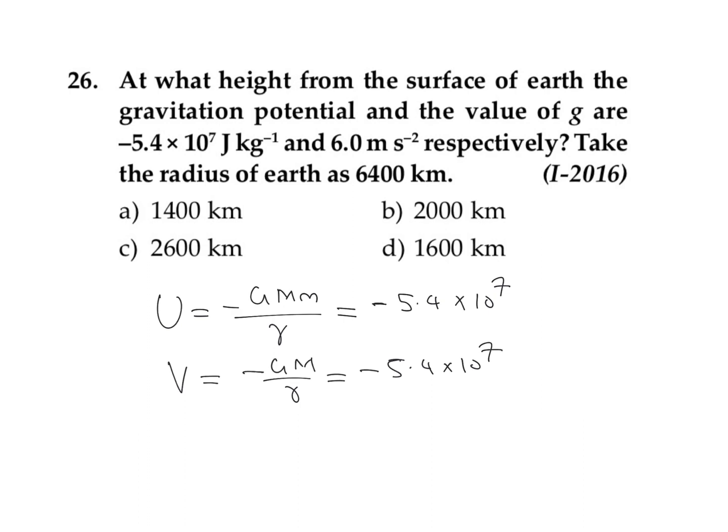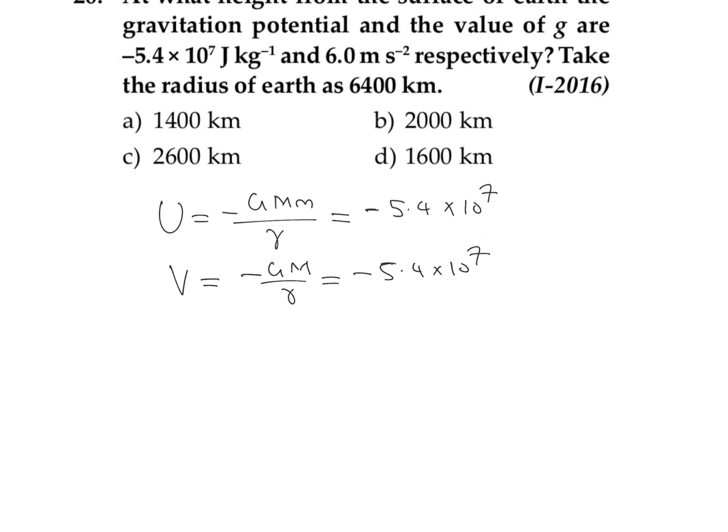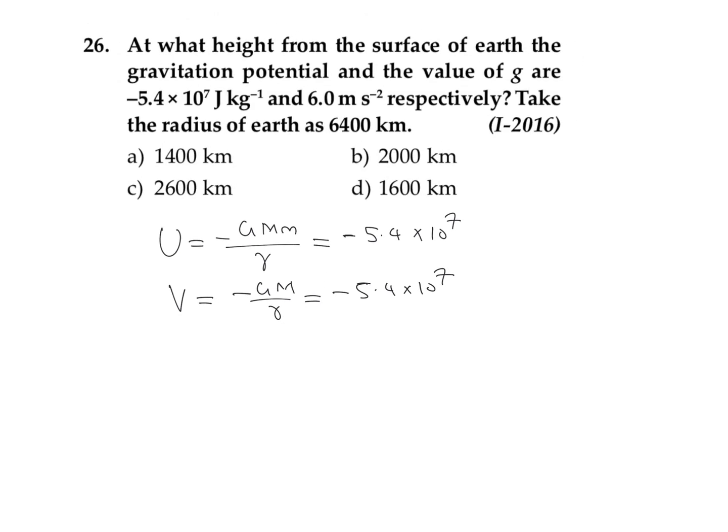And we know the equation for the gravitational field. So the equation for gravitational field is equal to GM divided by r square. So the value of GM by r square is given as 6 meter per second square.